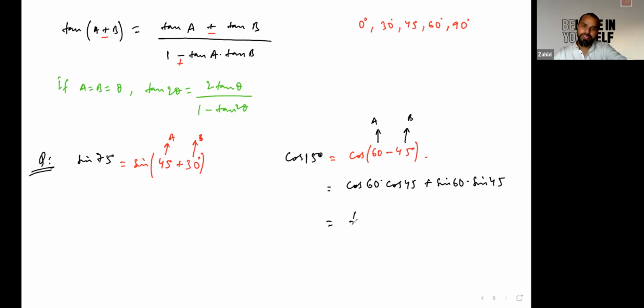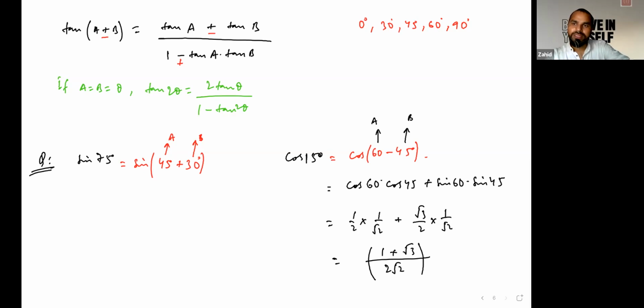Cos 60 degree is 1 by 2, cos 45 degree is 1 by root 2, plus sine 60 degree is root 3 by 2 and sine 45 is 1 by root 2. 2 root 2 is common to both numerator and denominator, so it will be taken as LCM, so it becomes 1 plus root 3. So this would be your required value for cos 15 degree. You can simply leave this term as it is, or you can rationalize the denominator.